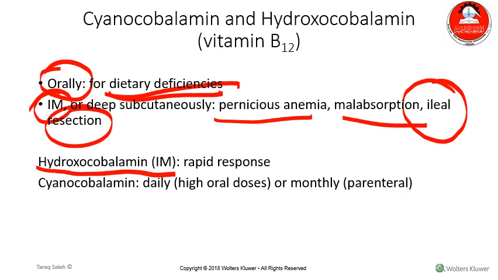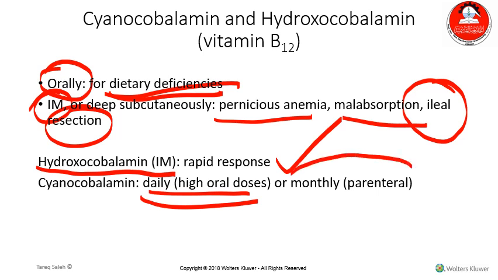Hydroxocobalamin is a vitamin B12 preparation available intramuscularly and usually results in rapid response and corrects anemia caused by vitamin B12 deficiency fast. Cyanocobalamin is given orally on a daily basis as a daily dose and can also be given once monthly as a parenteral injection.